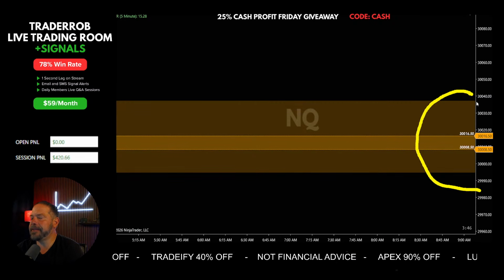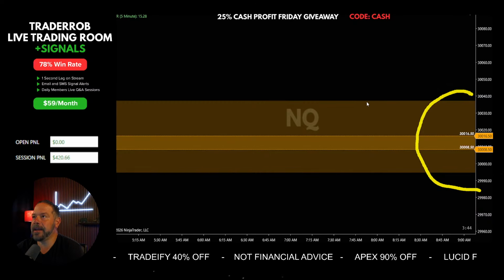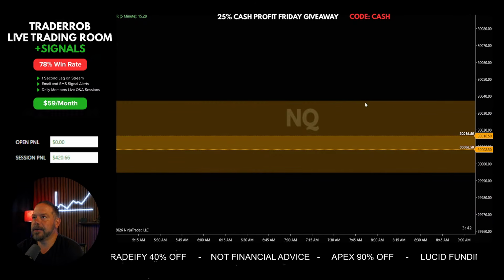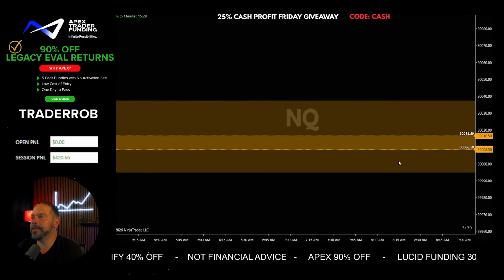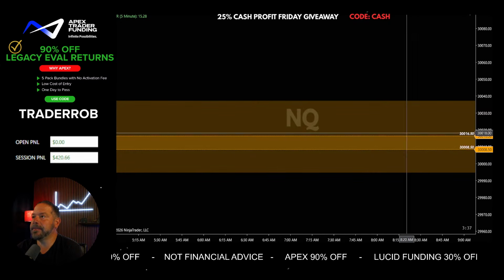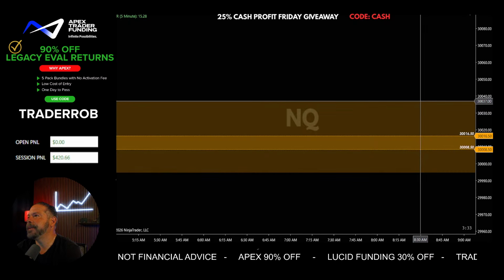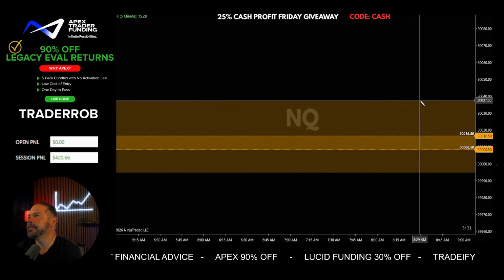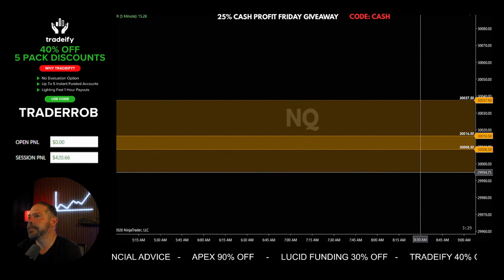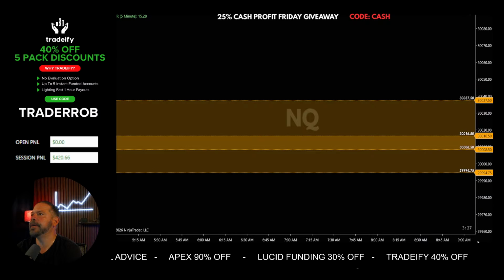Sorry, I don't have the labels on NinjaTrader. I do not have the labels on these horizontal bars. It's kind of a pain in the ass. That's why I really like Deep Charts, even though I'm not too happy with their update. But let me just pop in some levels in here so you guys can see that a little better.